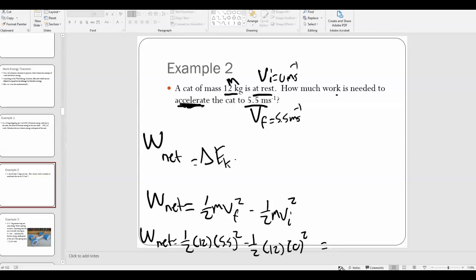Okay, so in my calculator, I'm just doing 5.5 squared times 12 times 1/2. That's going to be, let's see, 181.5 joules, and that's the answer to this question. Okay, so pause there if you need to look at that some more.